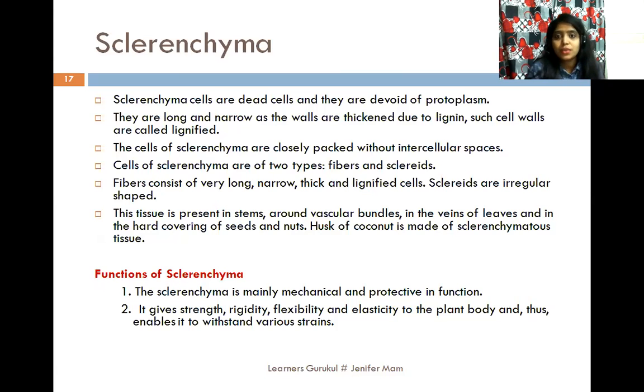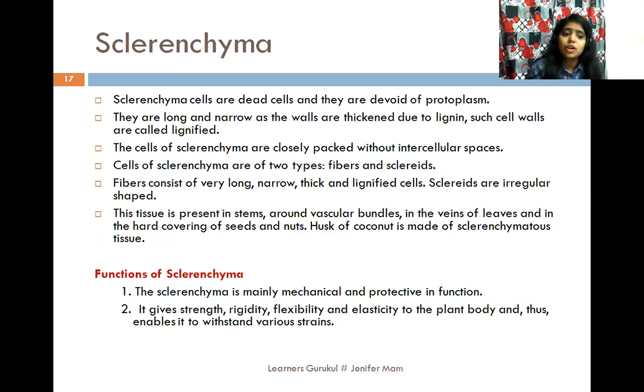There are two types of sclerenchyma. One is fibers and the other one is sclereids. Fibers consist of very long, narrow, thick and lignified cells. The sclereids are irregular shaped. This tissue is present in stems around the vascular bundles, and it is also present in the veins of the leaves and in the hard coverings. If you see the nuts and seeds, you can see the hard covering, like the husk of the coconut, and everything is very hard. It is all made up of sclerenchymatous tissues. The walnut's shell is also very thick. This is all made up of sclerenchyma cells.